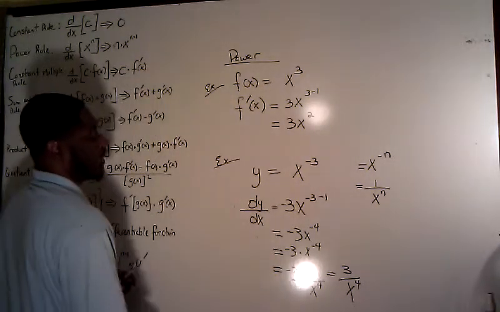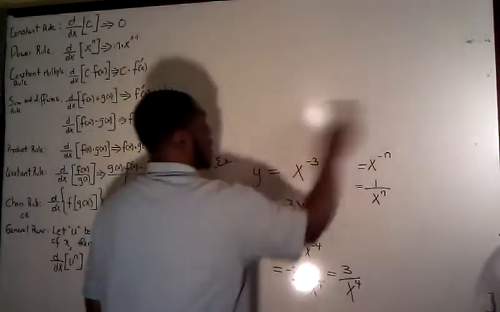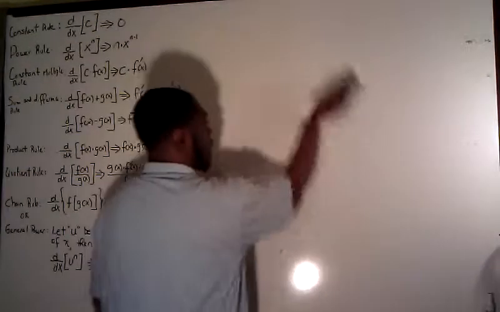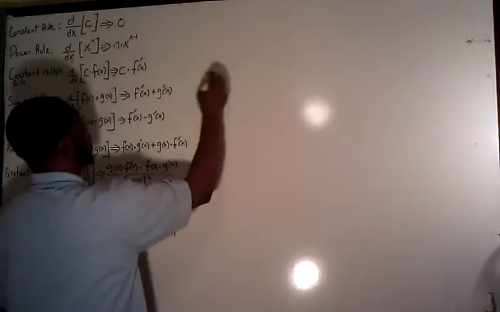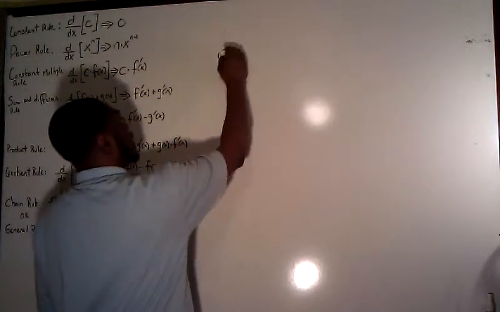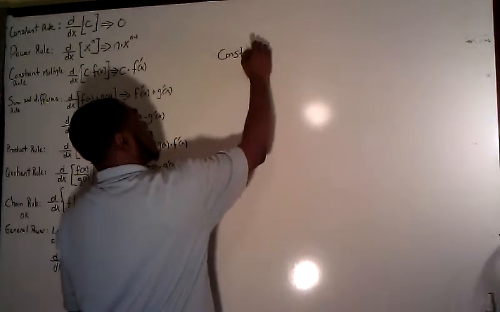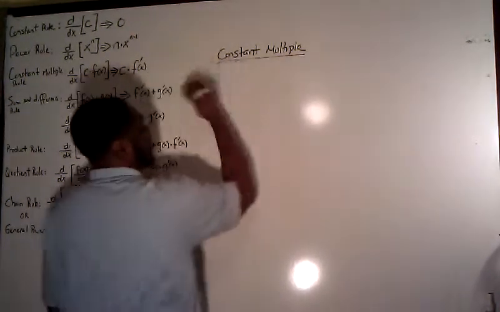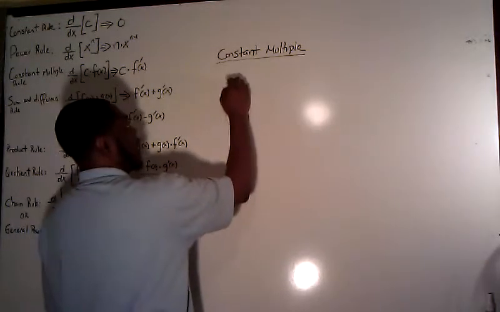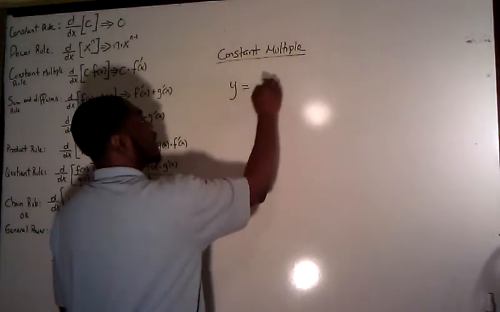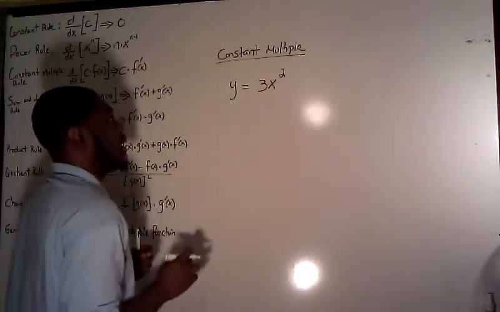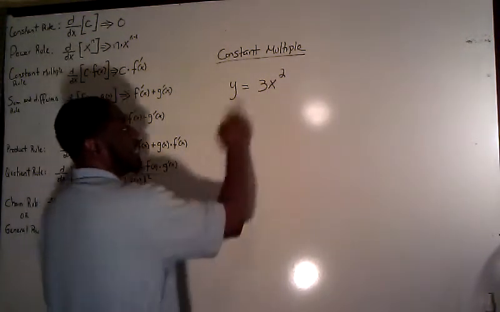Alright, let's go ahead and look at some of the other rules. The constant multiple rule. It's pretty much similar to the power rule. Let's say we have y equals 3x squared. You notice I have this 3 here. What this is basically saying is I can do this.